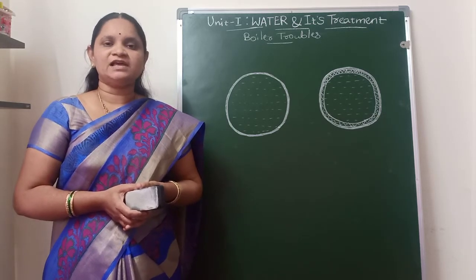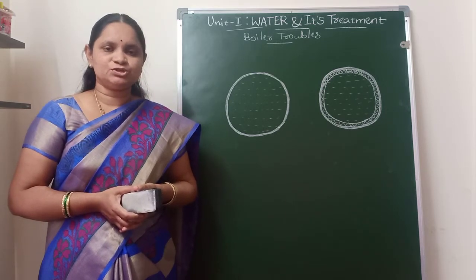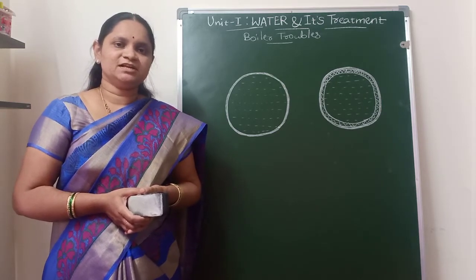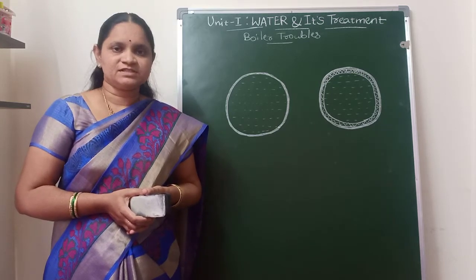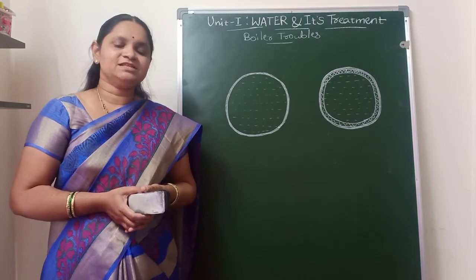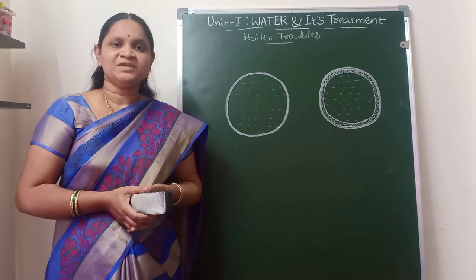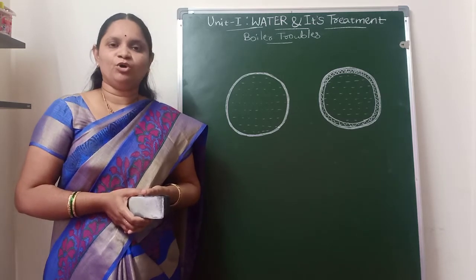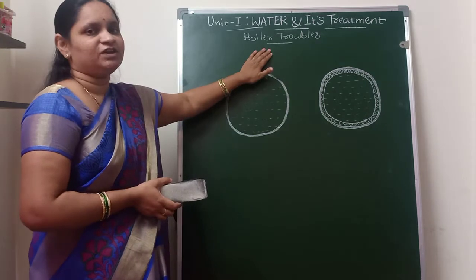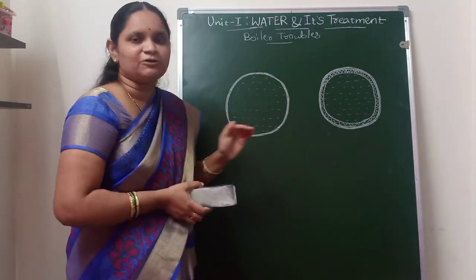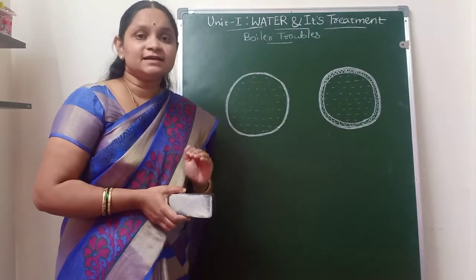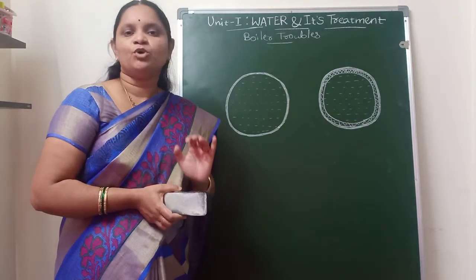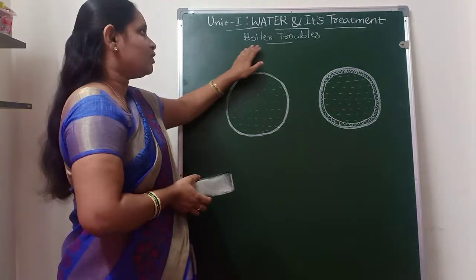Now coming to boiler troubles, as we already know, the important engineering application of water is for steam generation in thermal power plants. When we are using hard water for steam generation in the boilers, the dissolved salts present in the hard water may create different types of operational troubles to the boilers, which are known as boiler troubles. So, boiler troubles are the operational troubles that dissolved salts in hard water create for the boilers.